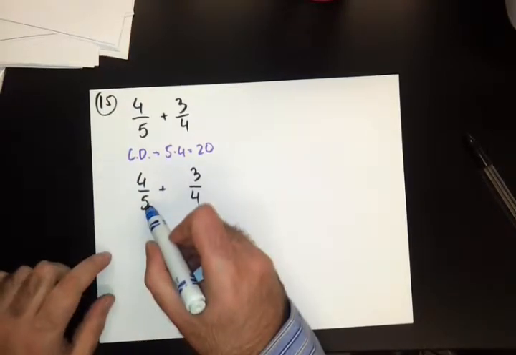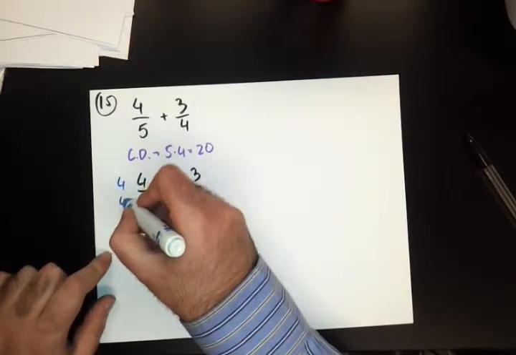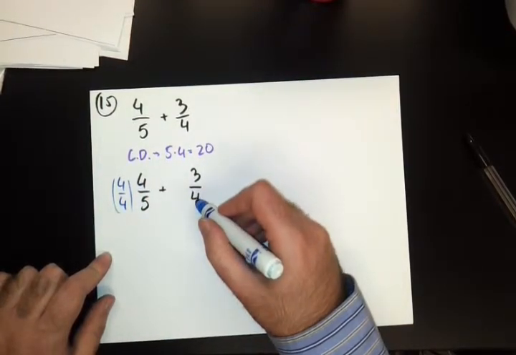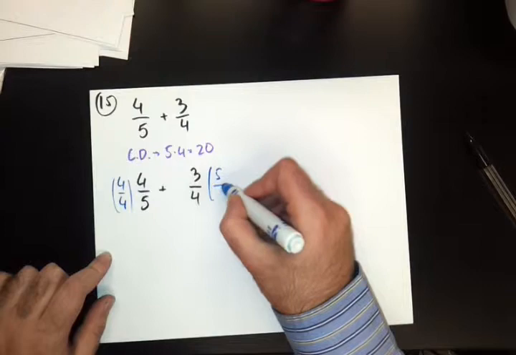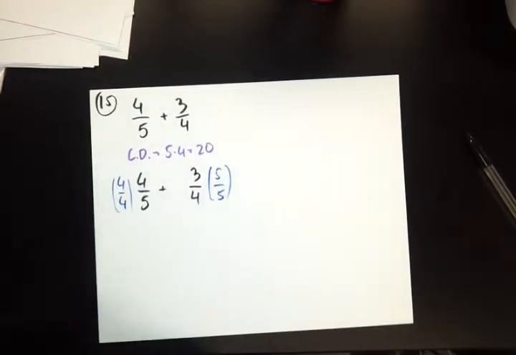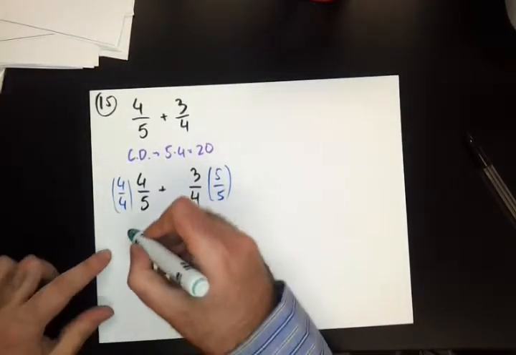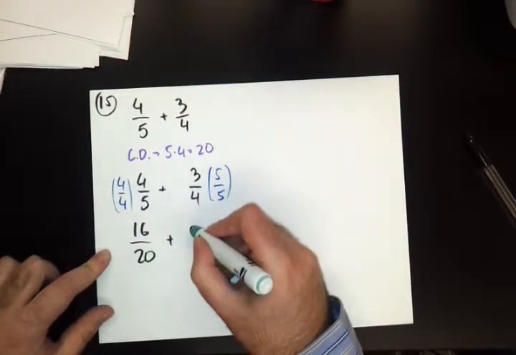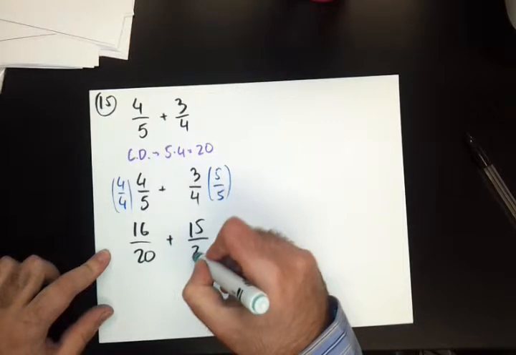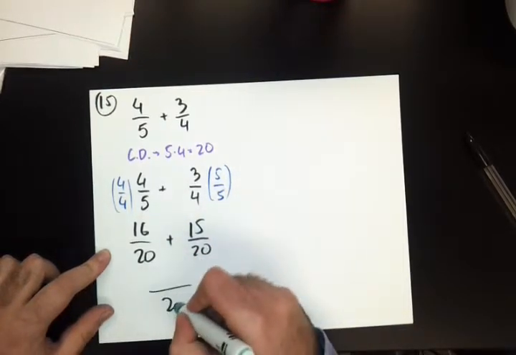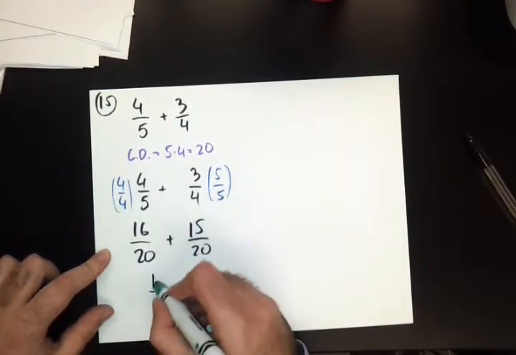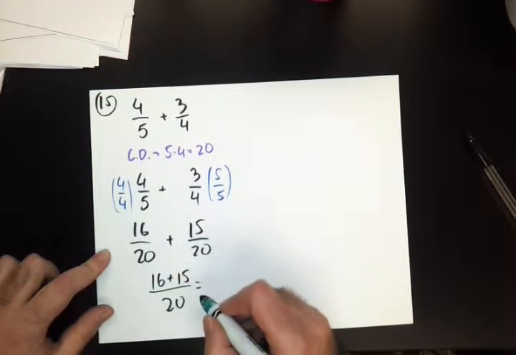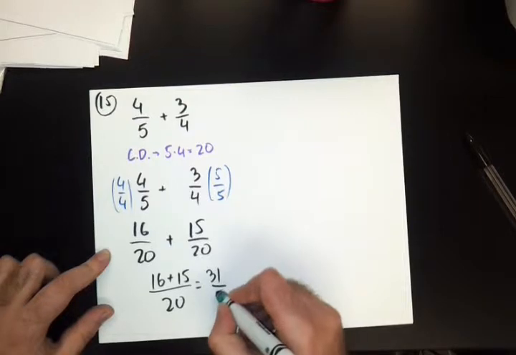How do I get a 20 out of 5? Multiply top and bottom by 4. How do I get a 20 out of 4? You multiply top and bottom by 5. 16 over 20. 15 over 20. Common denominator is now 20, so I just have to worry about the numerators. And when I add these two together, I get 31 out of 20.